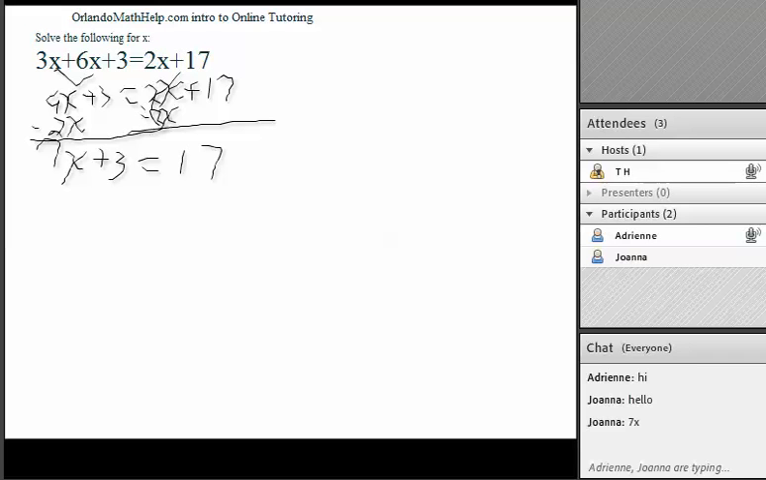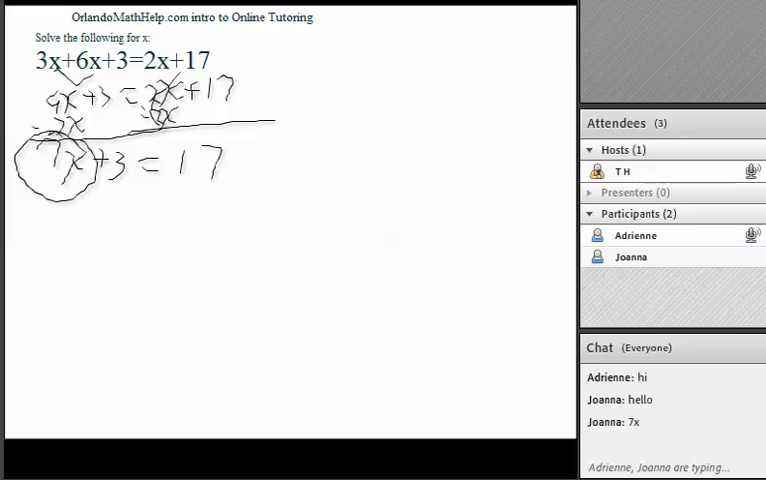Go to 17. So now we have 7x plus 3 is equal to 17. We want to solve this for x. What do you think in order to get x by itself? Or in other words, first we circle this 7x term. We need to get rid of the plus 3. How can we get rid of that plus 3?